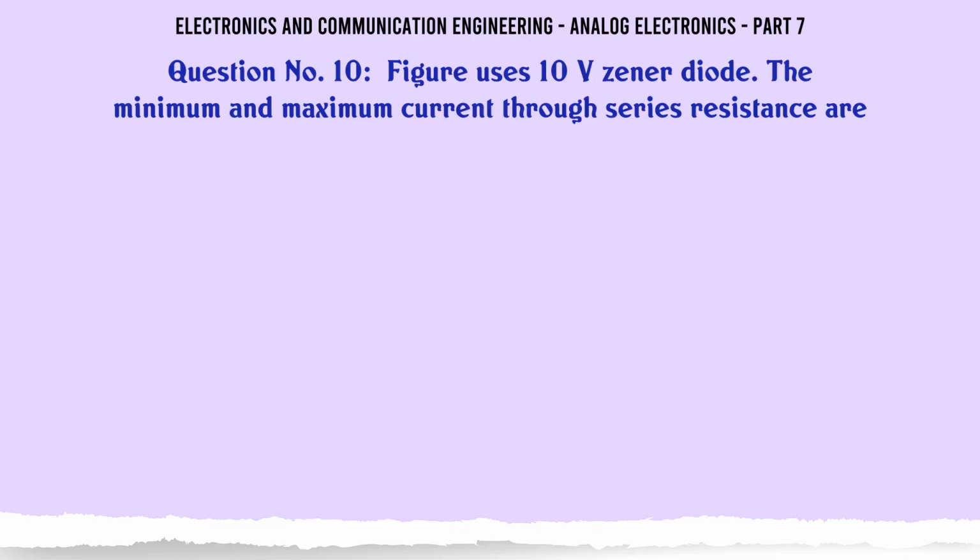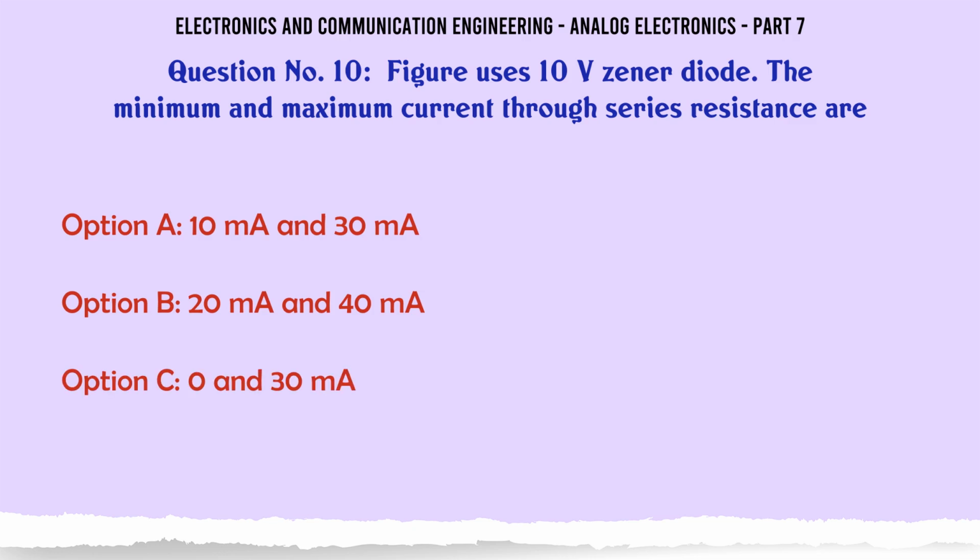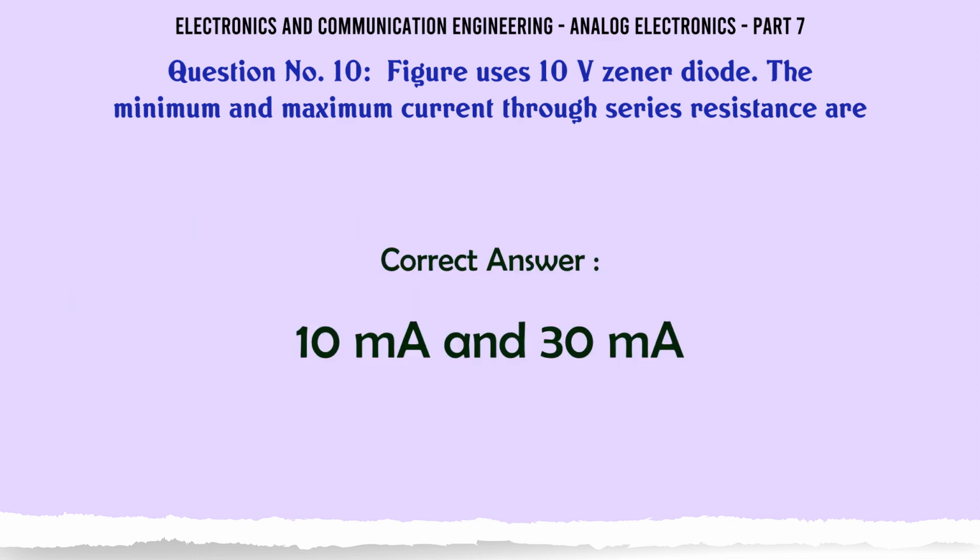Figure uses 10 V zener diode. The minimum and maximum current through series resistance are A. 10 mA and 30 mA, B. 20 mA and 40 mA, C. 0 and 30 mA, D. 0 and 40 mA. The correct answer is 10 mA and 30 mA.